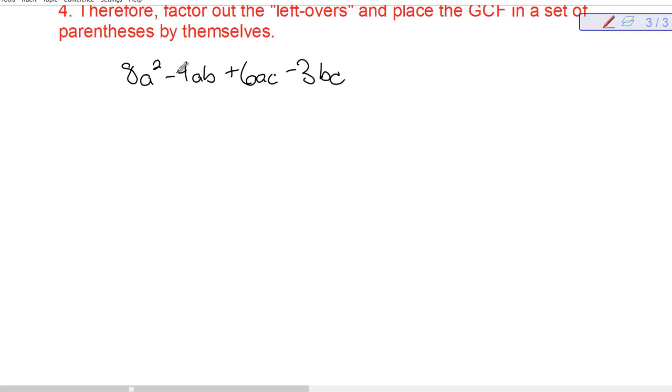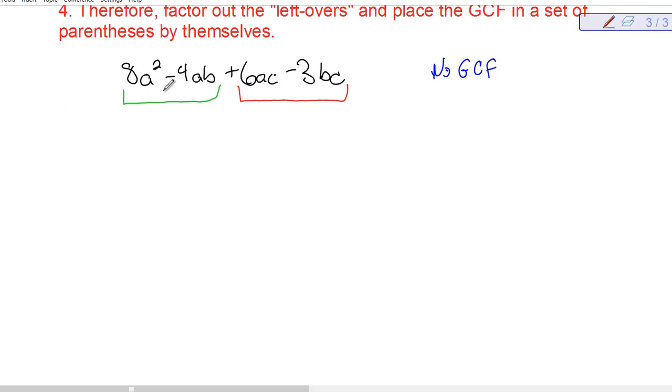So then I start looking at the variables. Is there an a in all of them? No, there's not an a in this one. Is there a b in all of them? No, there's not a b in this one or this one. Is there a c in all of them? No, there's not a c here or here. So for this one, there is no GCF. So that means I'm going to group them into pairs. I'm going to group the first two together and then the second two together. And I'm going to look at each pair individually.